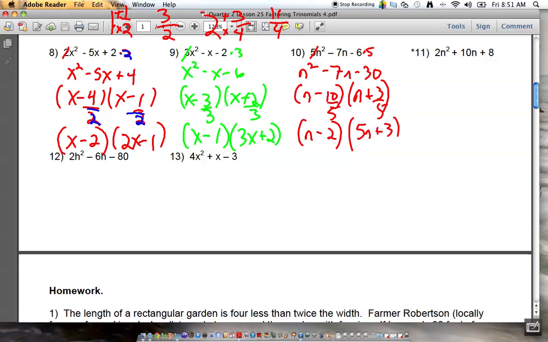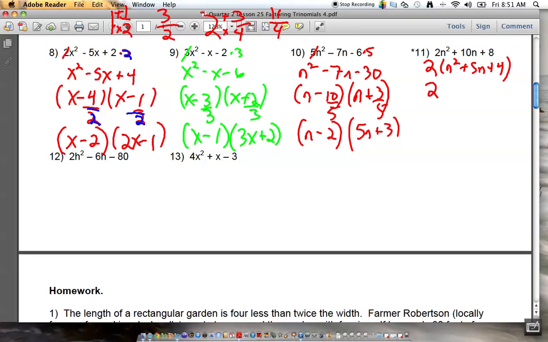Take a look at number 11. What do you notice is different about number 11? There is a common factor, so pull it out. 2 times n squared plus 5n plus 4. Can you factor n squared plus 5n plus 4? Oh, yes, you can. Yeah, sure. What do you get?